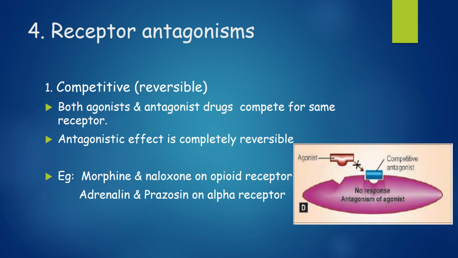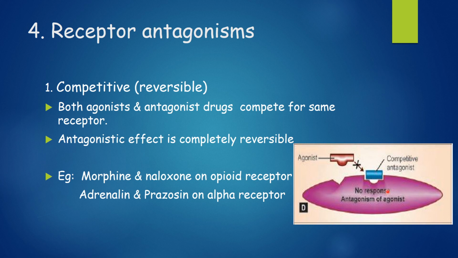So there is a receptor, and drug A and drug B are competing for the same receptor. The agonist and antagonist drugs are competing for the same receptor. In the figure you can see, this is a receptor, and there is some space for attachment of the agonist and antagonist. So this is the agonist. When the agonist is attached to the receptor, the action will occur.